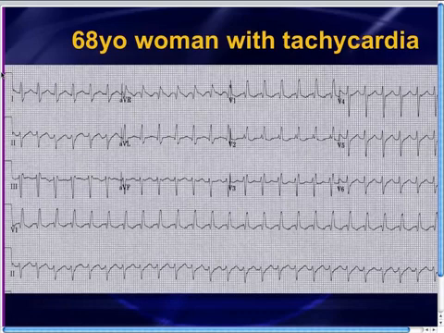So 220 minus 70 is 150. So a 70-year-old woman is capable of mounting a sinus tachycardia of 150. And this patient's EKG shows a rate of about 150, so that has not helped. That's a helpful pearl, by the way.